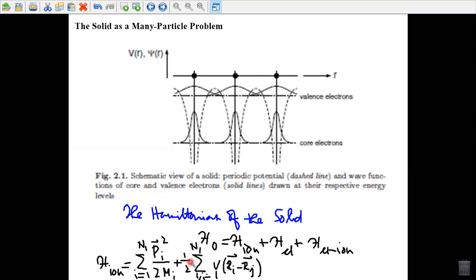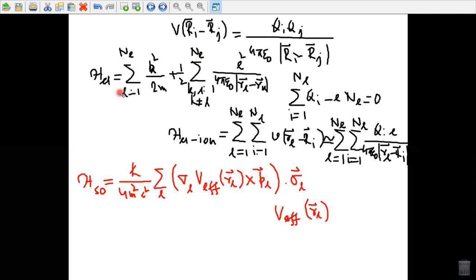The electron part of H0 is given by H_el, which is nothing but the summation over l = 1 to Ne of p_l squared divided by twice m, plus half the sum over l, k of e squared divided by 4 pi epsilon naught |r_l minus r_k|, where p_l and r_l are the momentum and position of the lth electron, m is the free electron mass, and capital Ne is the number of electrons in the crystal volume.